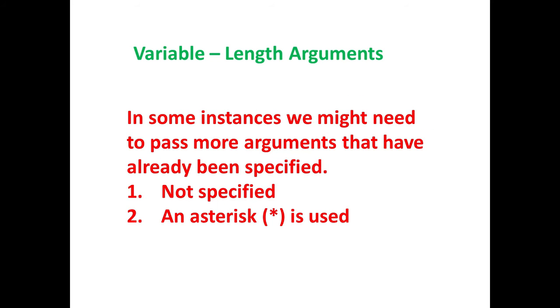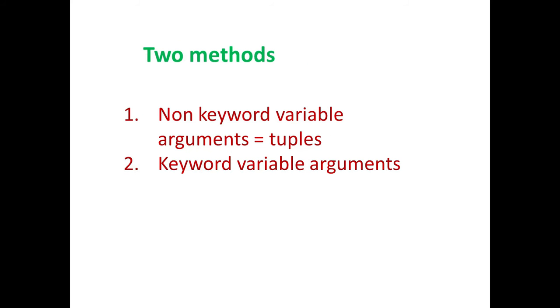And then how to specify a variable length argument? In some instances, we might need to pass more arguments than have already been specified. For example, if you repeat one or more than one argument, the asterisk symbol is used. There are two methods for variable length argument. First one, non-keyword variable argument, simply called a tuple. We deal with tuple later. And the next one, keyword variable argument.